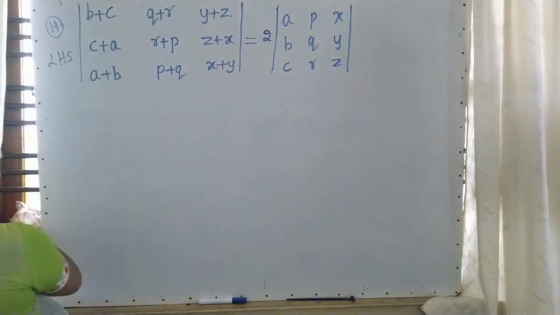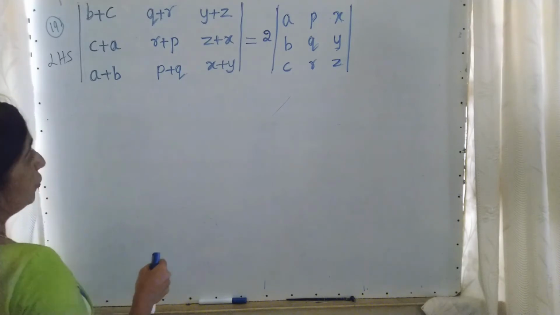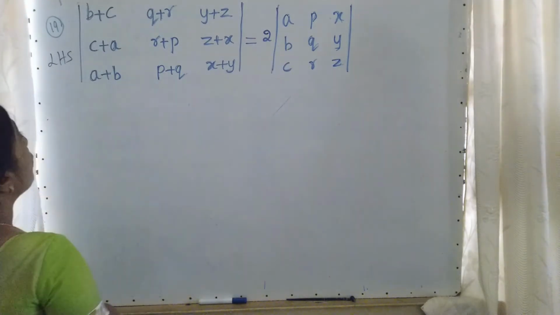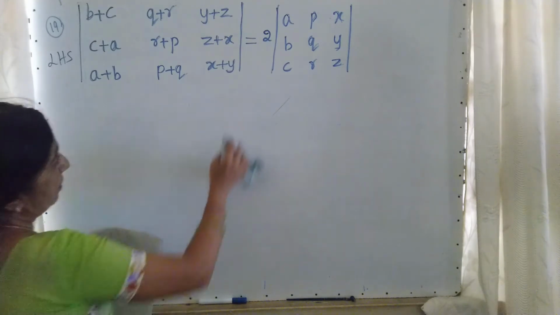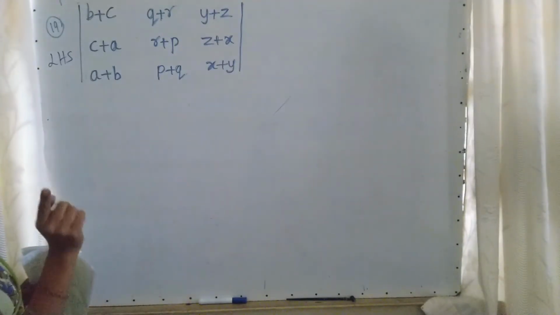On the left side, it is the sum of two terms. All the 9 terms are sums of two expressions. But on the right side, they are single expressions. So first write the LHS. After writing the LHS, we cannot make it directly a single expression.